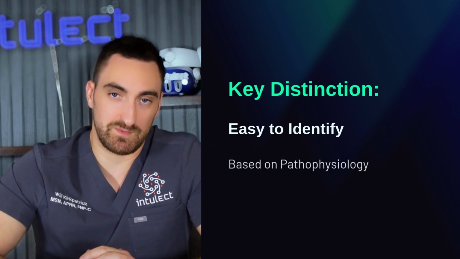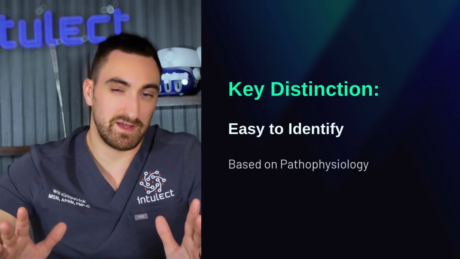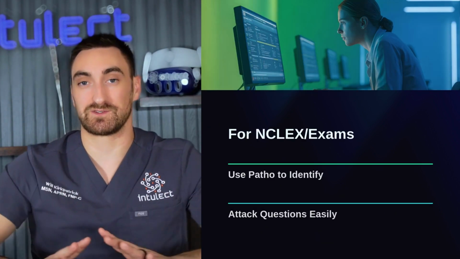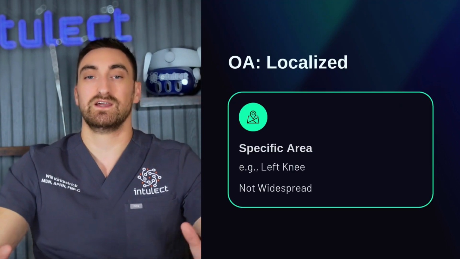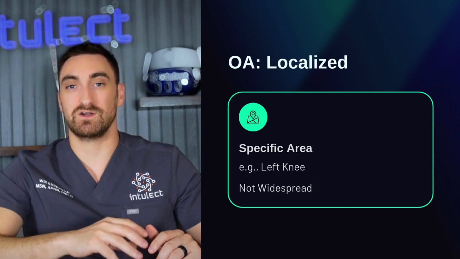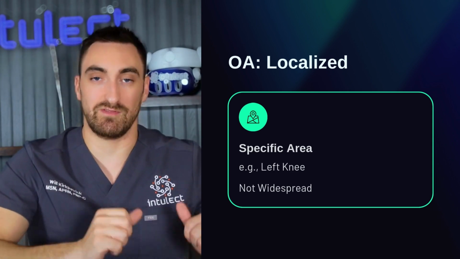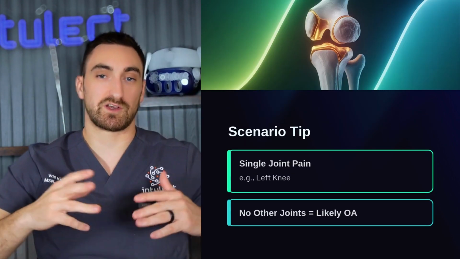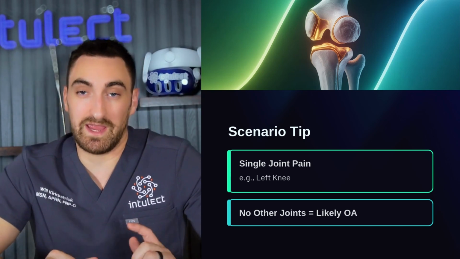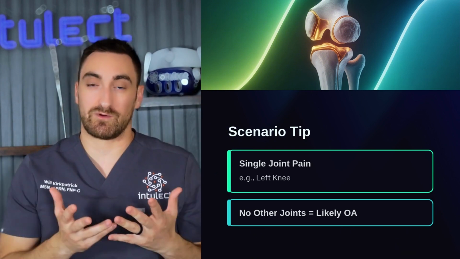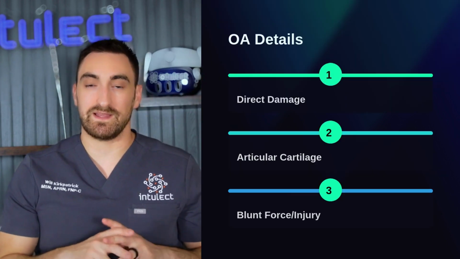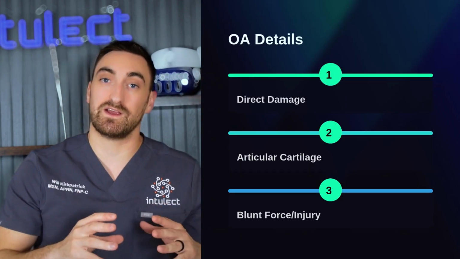But one big distinction in the pathophysiology that you'll be able to easily identify between the two, and this is how you understand which is which when the NCLEX questions or nursing exams come up: osteoarthritis is usually a localized area. So it's usually, say, a person's left knee specifically. If a question gives you a case scenario where the patient comes in complaining of left knee pain and there's no other joint pain anywhere else in the body, it's likely osteoarthritis. Once again, that's direct damage to a specific area in the body.